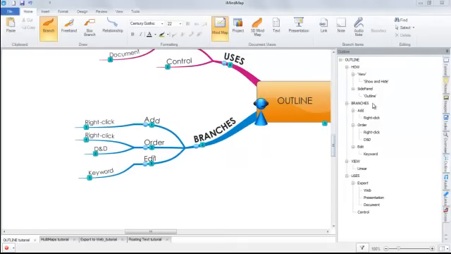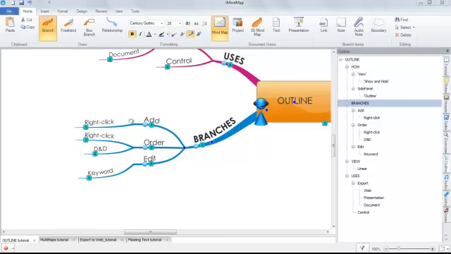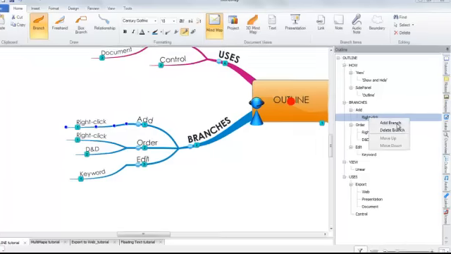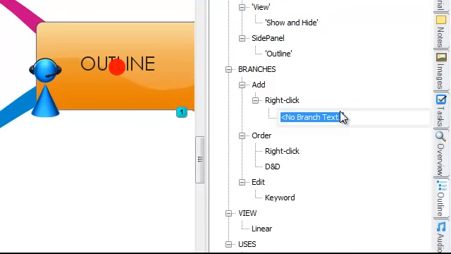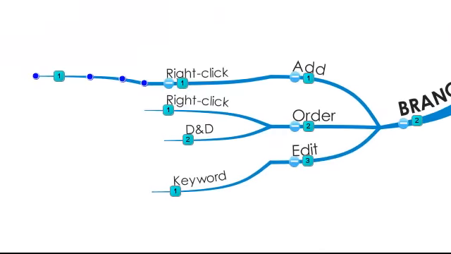Also, within the outline panel, you can actually add new keywords and ideas. So for example, if I select this branch labelled right click, again right click, I get an option labelled Add Branch. If I select this, I will call this new branch. As you can see, this has been added to my MindMap workspace for me.